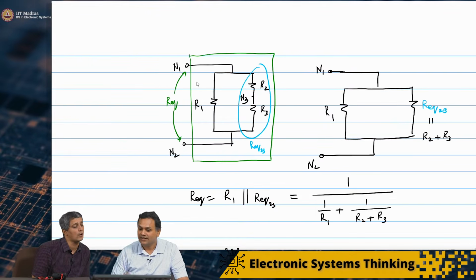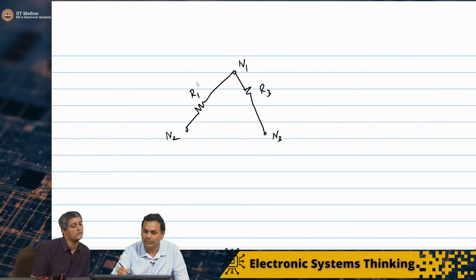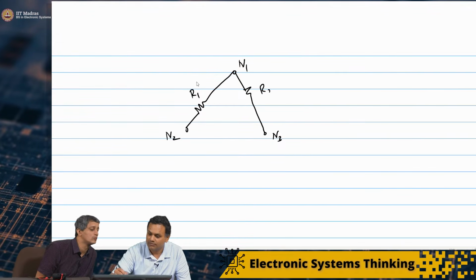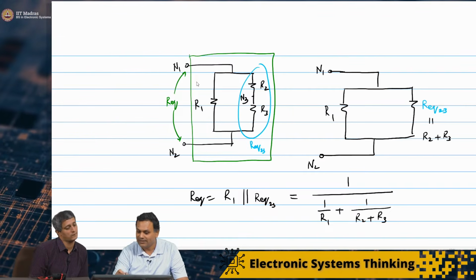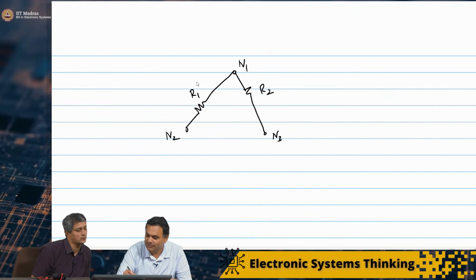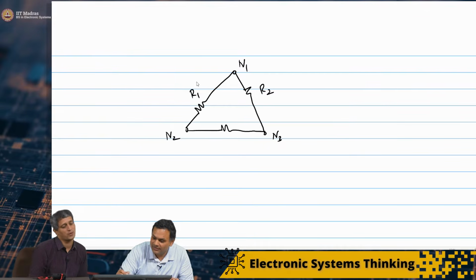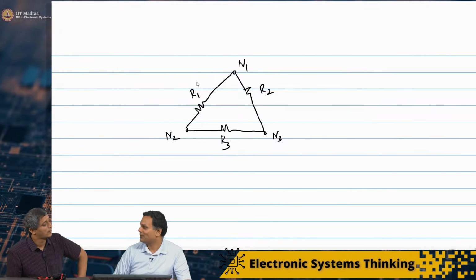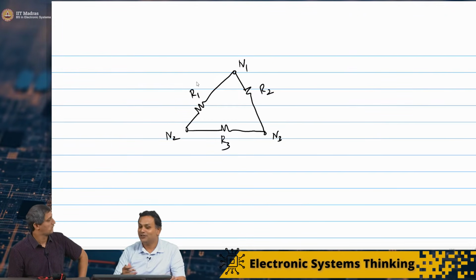And then R2 between N1 and N3. And R3 between N3 and N2. So that's here. Absolutely. So as you can see, there are ways to trick students into not seeing exactly.